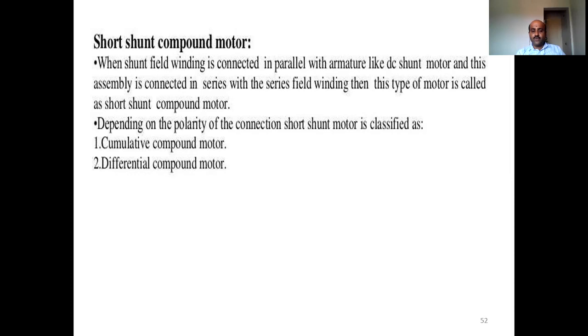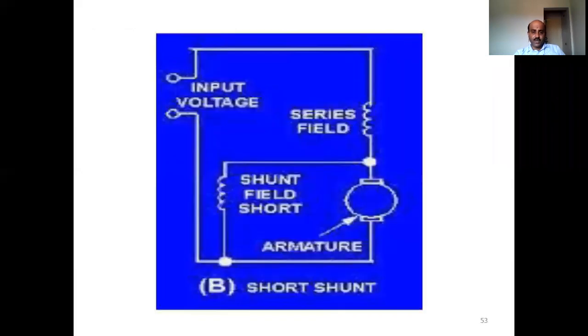In the sense, when the shunt field winding is connected in parallel with the armature like a DC shunt motor, and this assembly is connected in series with the series winding, then this type of motor is called a short shunt compound motor. And depending upon the polarity of the connection, the short shunt motor is classified as a cumulative compound motor and a differential compound motor. So let us look at the sketch over here.